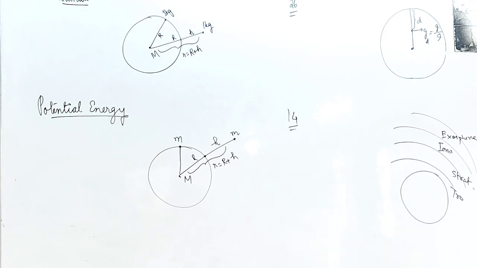Weight will be equal to mass into acceleration due to gravity. What is the weight at this depth? At depth d, first we have to calculate the acceleration due to gravity at a depth d. After finding the acceleration due to gravity, we must multiply it with the mass, and we will get the weight at this depth.